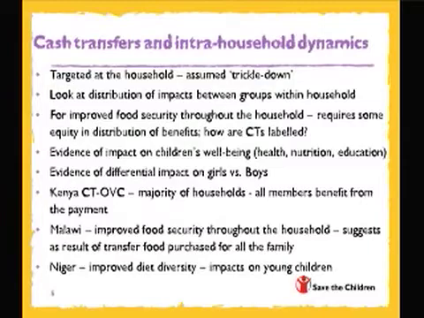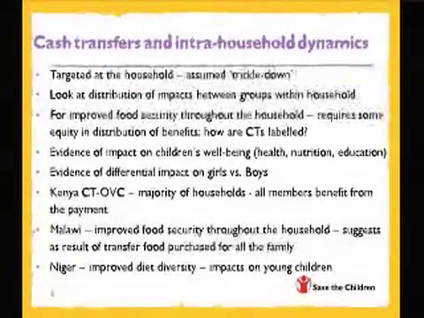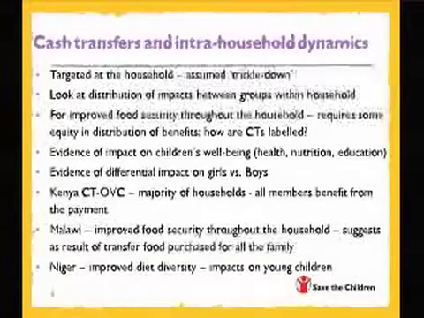So cash transfers tend to be targeted at the household level, and it's generally assumed that this will mean that different members of the household will benefit. In order to ensure that that is happening, it's important to look at the distribution of impacts between the groups within the household. In particular, improved food security throughout the household requires some equity in the distribution of benefits. And I've got a suggestion here that how cash transfers are labelled may also impact on the distribution.